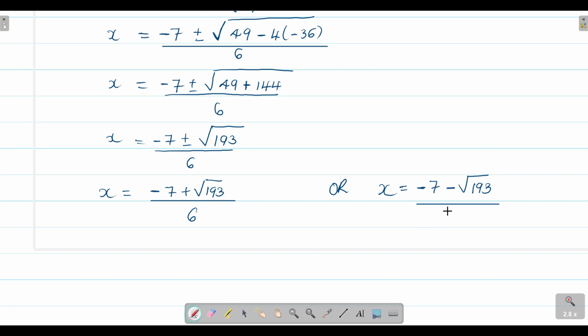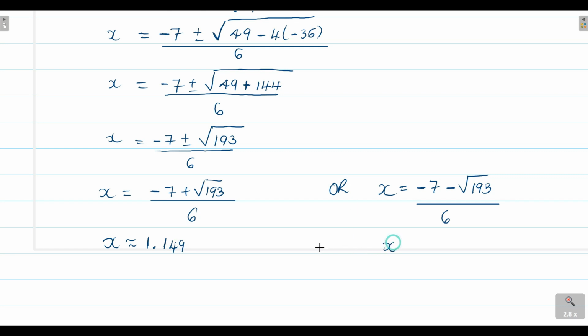And if we had to give our answer in decimal form, and they just say give your answer in 2 decimal places, it's going to be x is approximately equal to 1.15. Okay, let's make it 3 decimal places, right? 1.149, or x is equal to negative 3.482, if we said leave your answer in 3 decimal places.